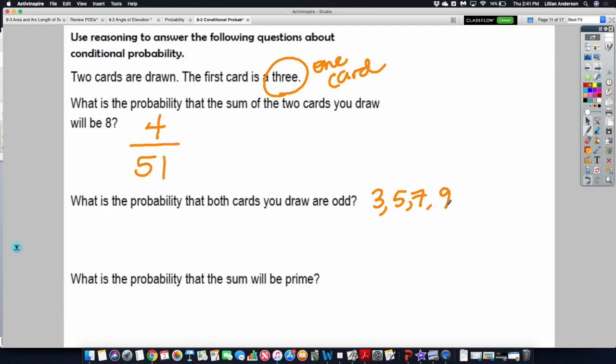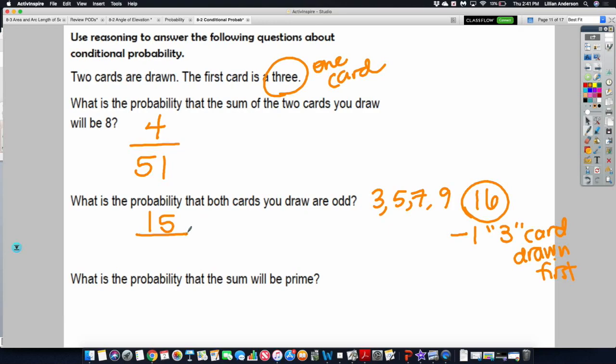And we have those 4 cards in 4 suits. So how many is that? 16. Minus 1, because the first card that we drew was a 3. So really and truly, we don't have all 16 cards. We have to take away the 3 card that was drawn first. So the probability that both cards are going to be odd is 15 out of how many? 51.